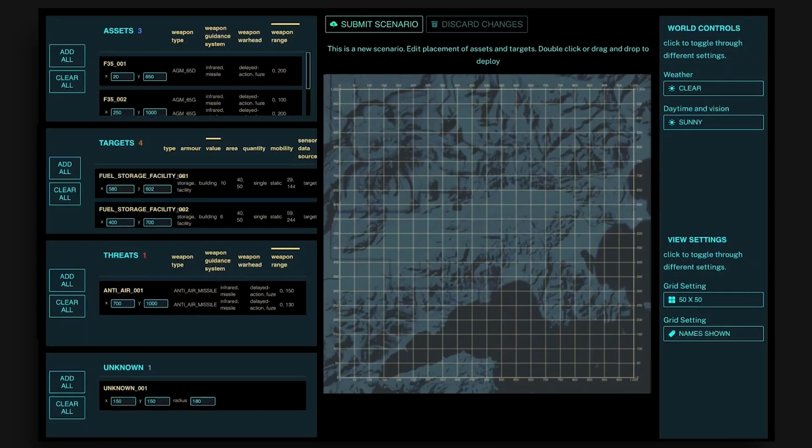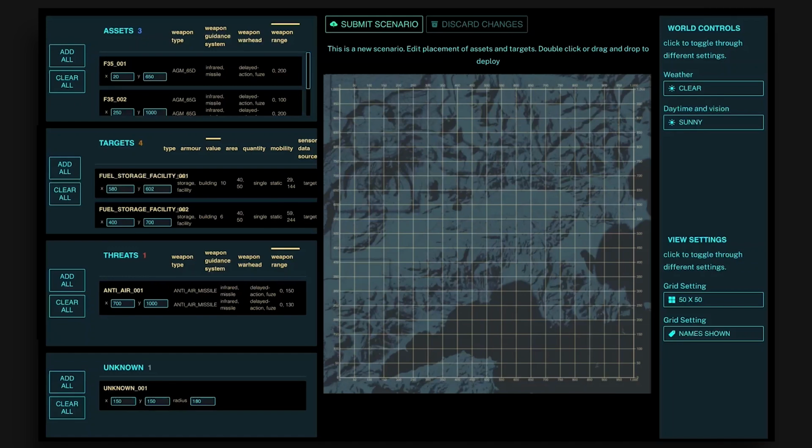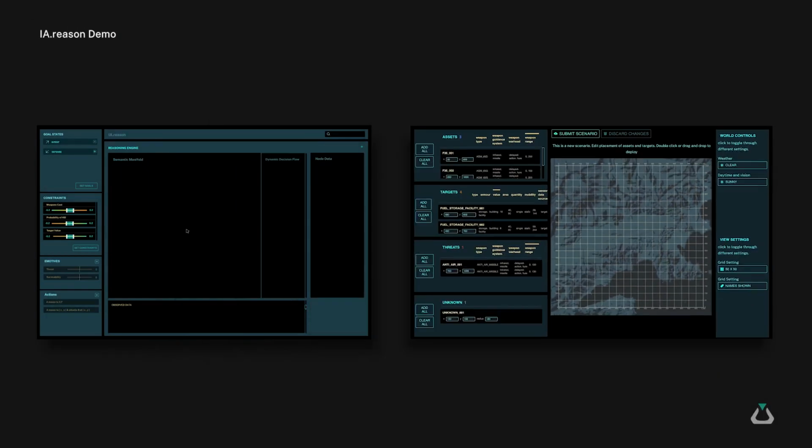The application layer screen features an automatically generated or user-modifiable list of available assets, targets, threats, and unknowns that exist within the battle space. Additionally, a user can adjust world conditions like weather, time of day, and visibility. The application layer can be designed for the specifics of any use case.